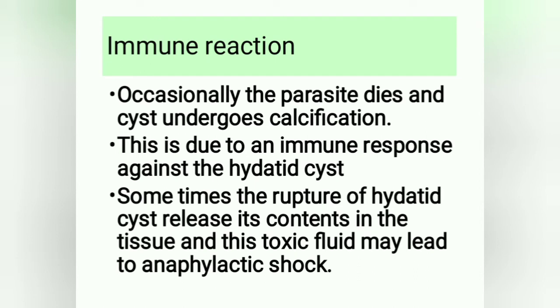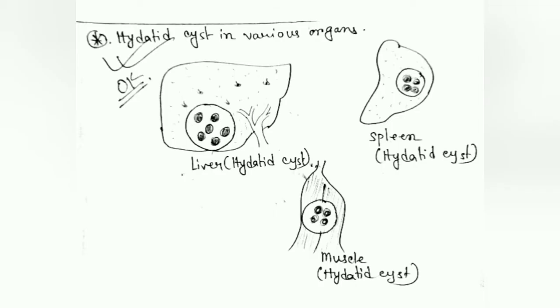Immune reaction: occasionally, the parasite dies and the cyst undergoes calcification. This is due to an immune response against the hydatid cyst. Sometimes the rupture of a hydatid cyst releases its contents in the tissue, and this toxic fluid may lead to anaphylactic shock. This is the picture of hydatid cyst in various organs. You can take a screenshot of this picture.